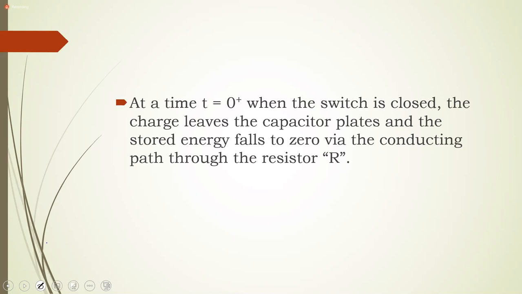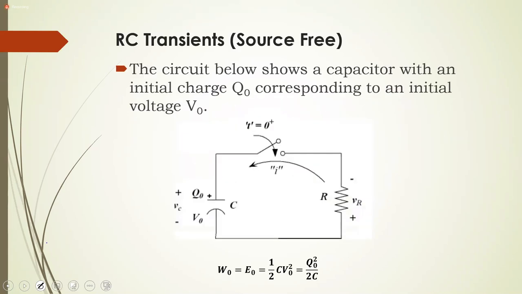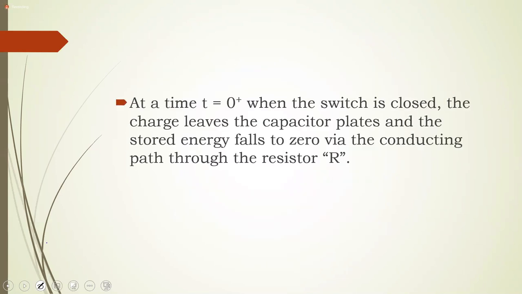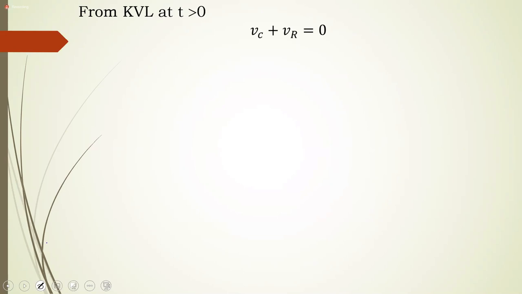Okay, so if that's the case, if we apply KVL for the circuit, we have two elements there. If we apply the voltage law, then VC plus VR is equal to zero. The sum of the voltages within a closed loop equals the sum of the EMFs. We have no source, so it's equal to zero. Of course, it's a homogeneous differential equation, meaning the right-hand side is zero, which means the particular solution would be zero. And if the particular solution is zero, then the steady state is where the final charge falls to zero, or in other words, the capacitor fully discharges through the resistor over time.